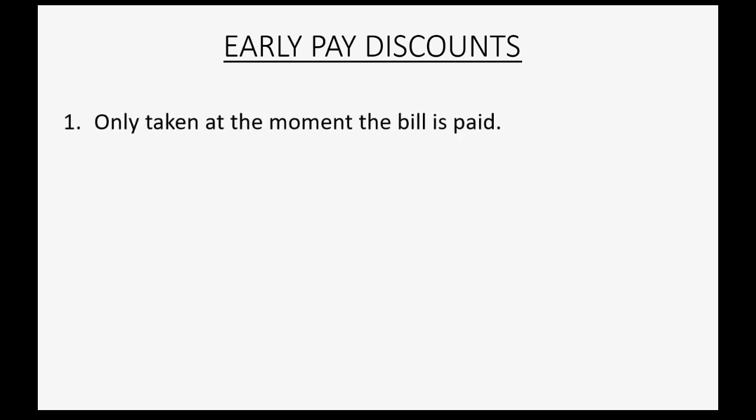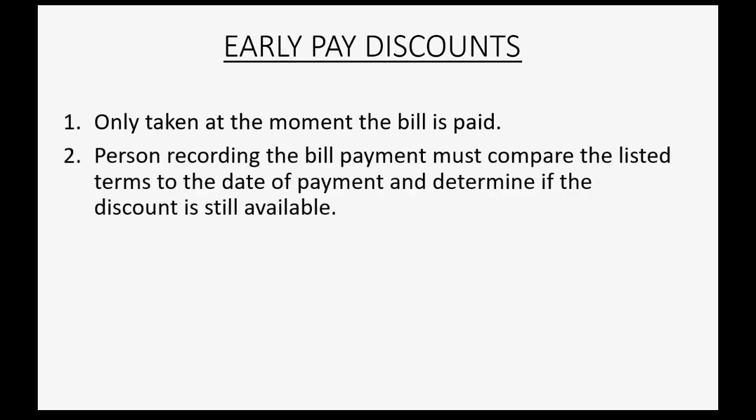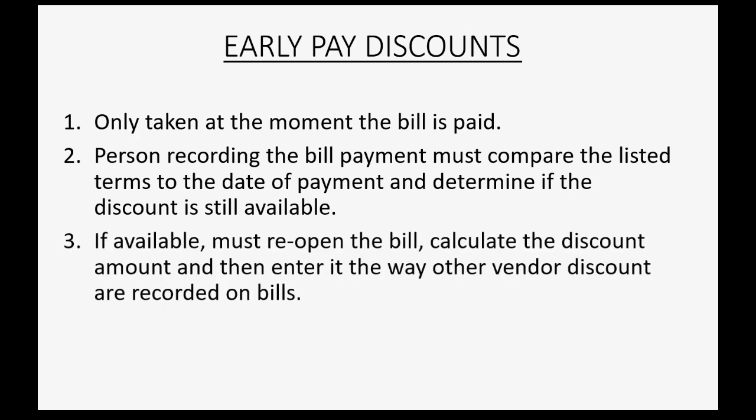The early pay discount is only taken at the moment the bill is paid. The person recording the bill payment must compare the listed terms that are on the bill to the date of the payment and determine if the discount is still available. If the discount is available, the person recording the payment must reopen the bill, calculate the discount amount themselves, and then enter it on the bill the way we entered the other discount a moment ago. Then, after that, they have to go and record the actual bill payment.